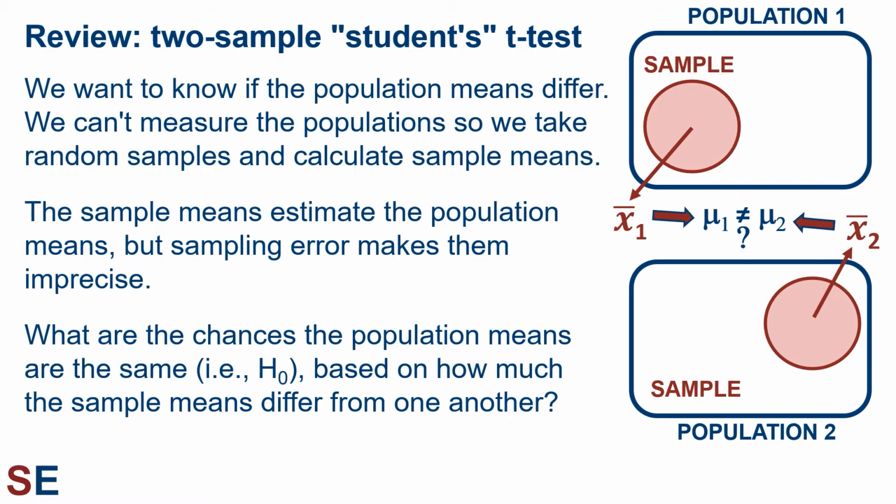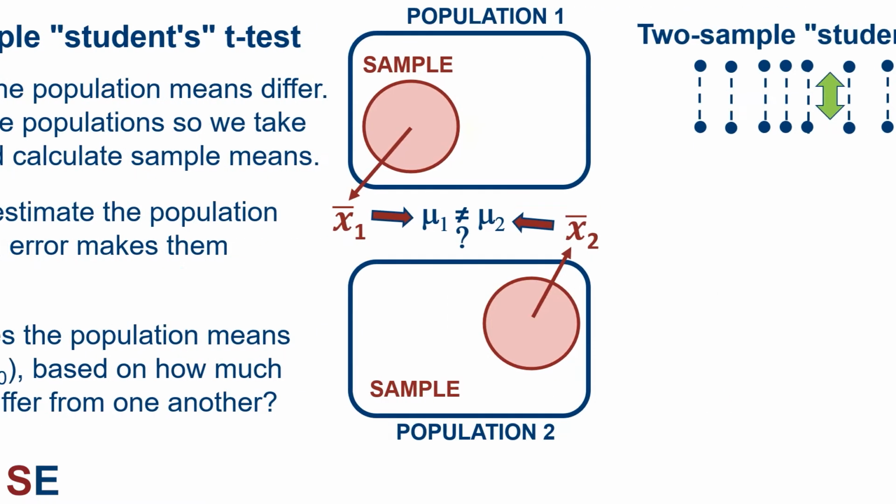If the sample means are almost equal, and there's lots of variation or noise, that's poor evidence that the population means are different. But if the sample means are very different, and there's little noise, that's good evidence that the population means are different. The t-test is how we take these two things into account.